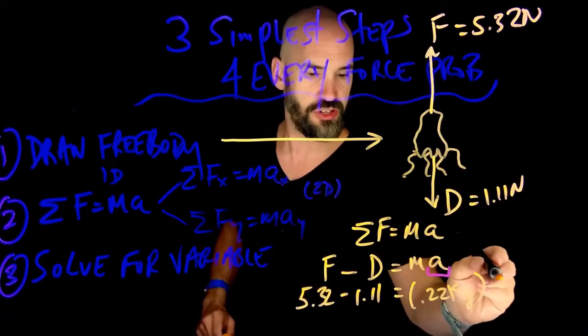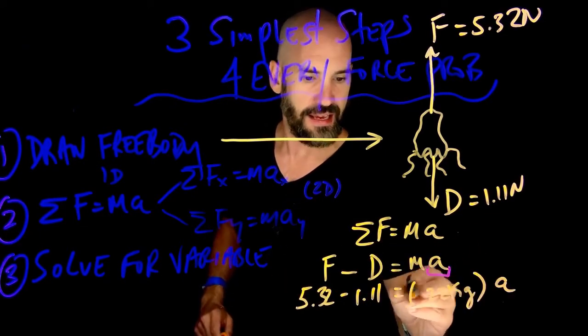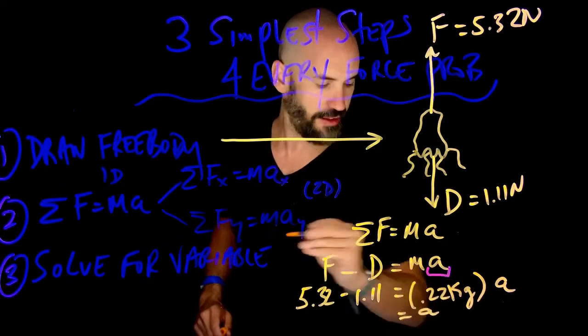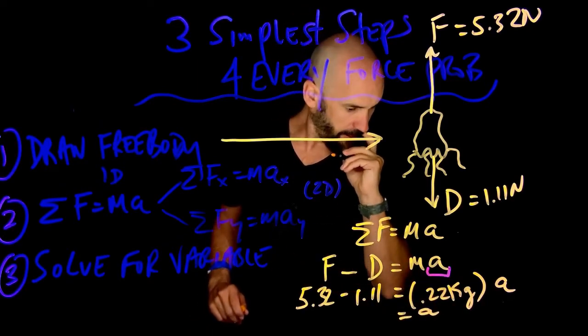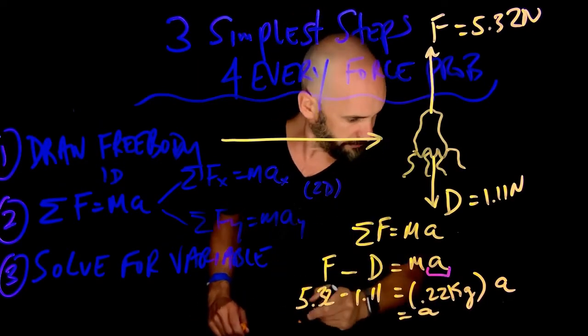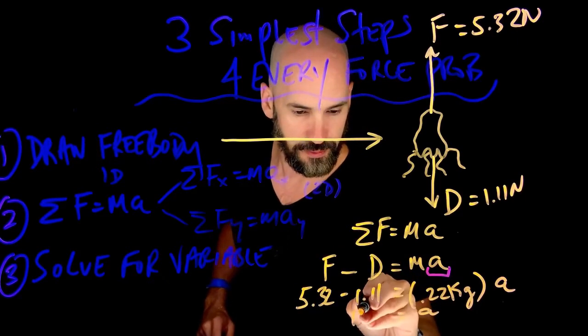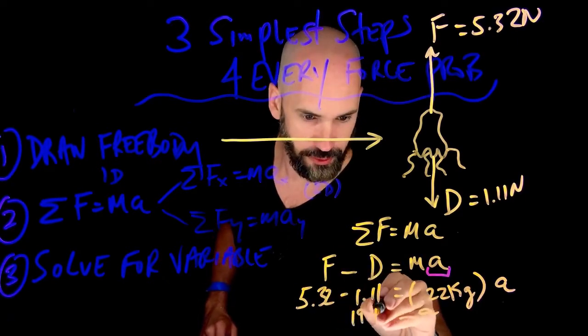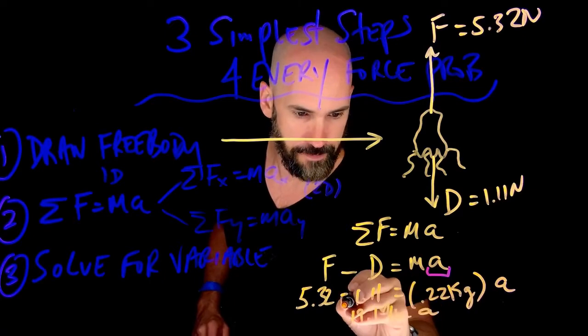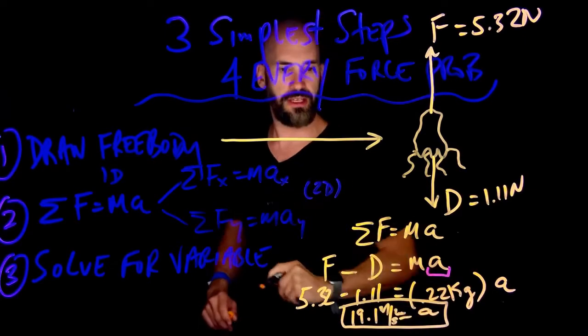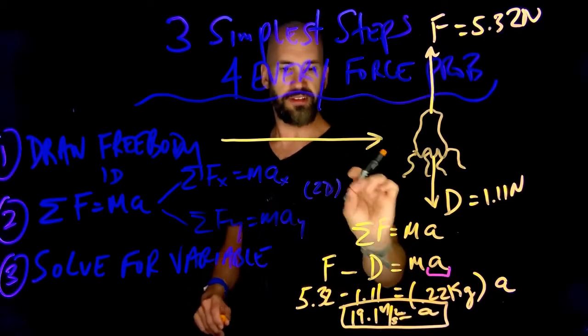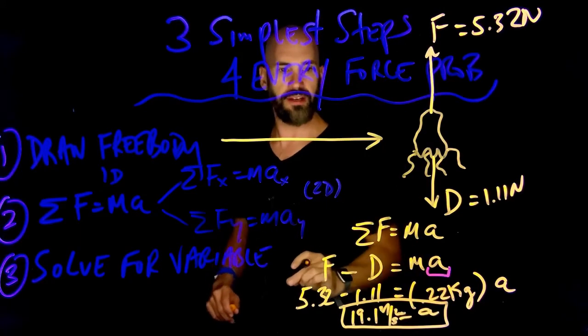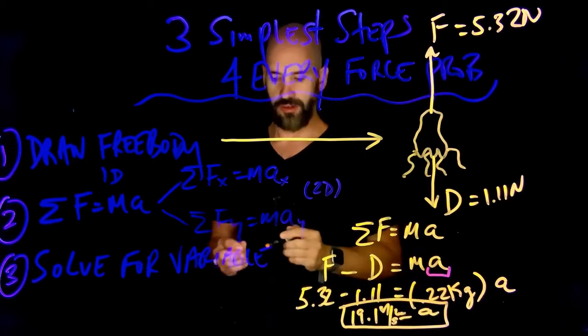And then we have acceleration, and I get a value of 19.1 meters per second squared. Okay? Hopefully I'm still on the screen. If I'm not, just know the acceleration that I get is 19.1. You guys can check my work, put that into your calculator.